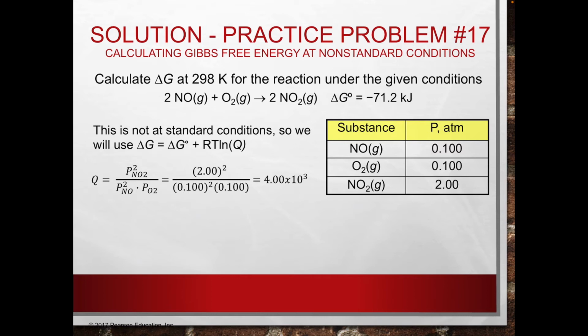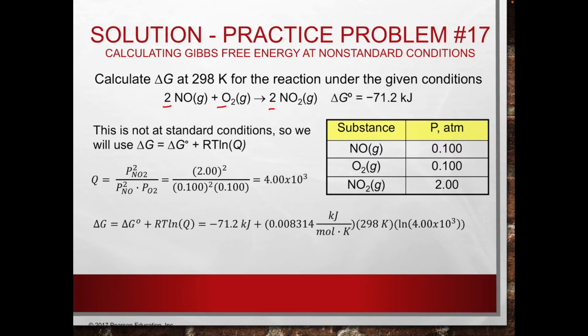You're just going to put P, which stands for the partial pressure, and then the substance, so the partial pressure of nitrogen dioxide, for example, and then squared. Remember, we're always going to raise them to the power of the coefficients. And then on the bottom, we have our pressure of nitrogen monoxide squared times our pressure of O2. And then we can plug in all our numbers and solve for Q.